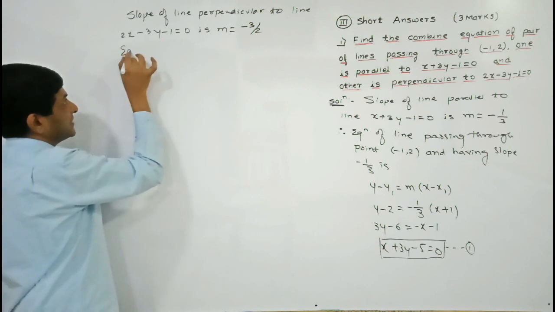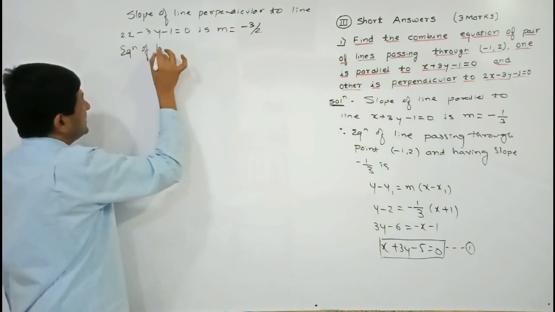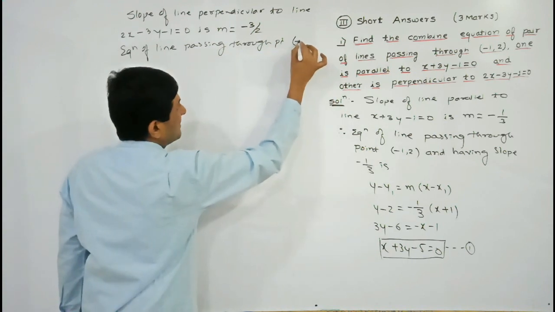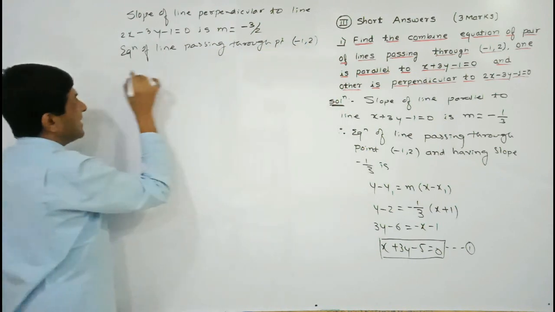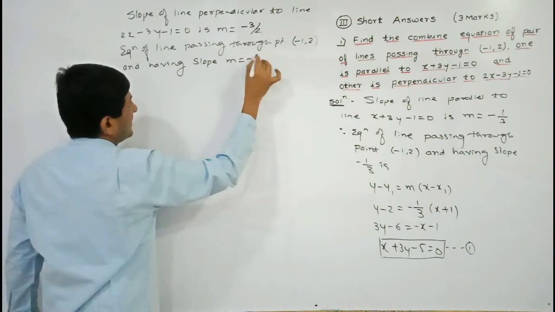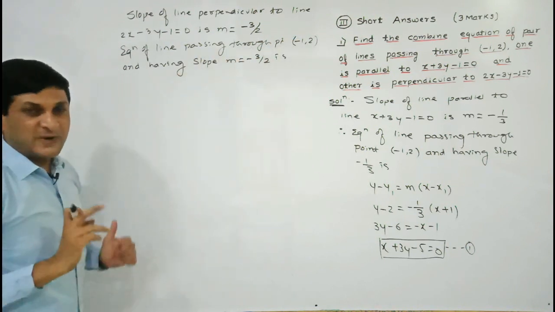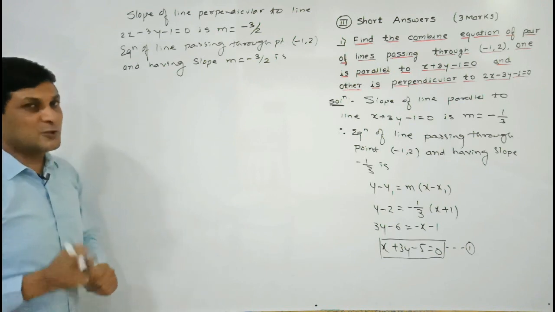Now find the equation. So the equation of the line passing through the point minus 1 comma 2 and having slope m equals minus 3 by 2 is. Since the point and slope are known to us, find the equation of the line by applying the slope point form.